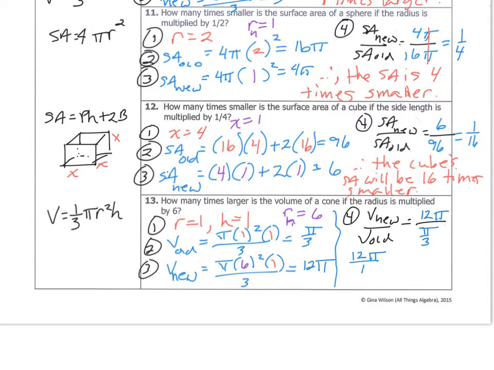Instead of dividing, we're going to mustard or multiply. And then we're going to relish, which is reciprocal. The reciprocal of pi over 3 is 3 over pi. That means the pi's cancel, which they should, but the 3 doesn't. So you've got 3 times 12, which is 36. So therefore, the new volume is 36 times larger.